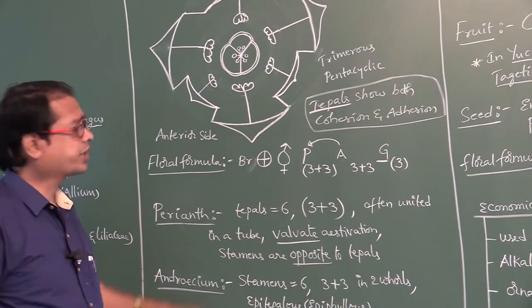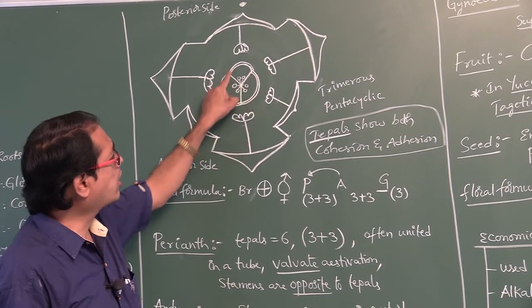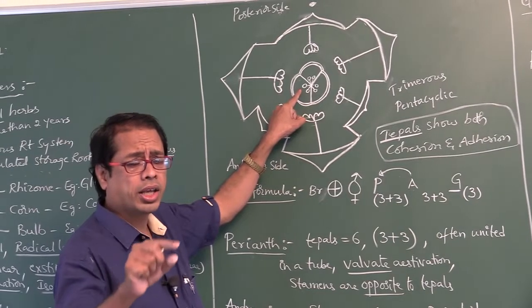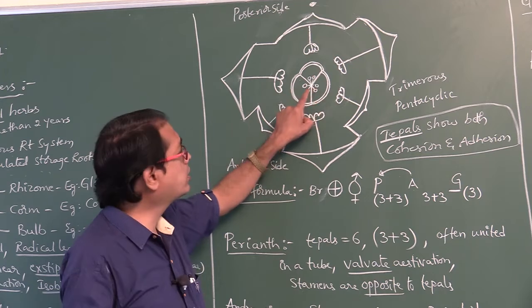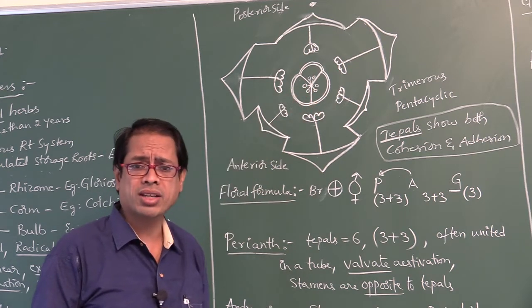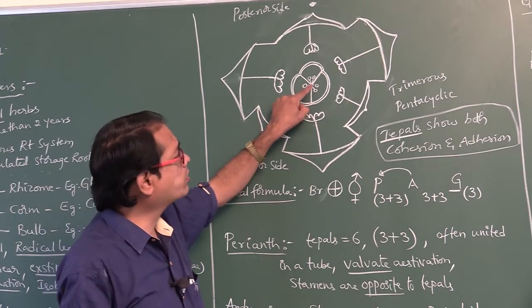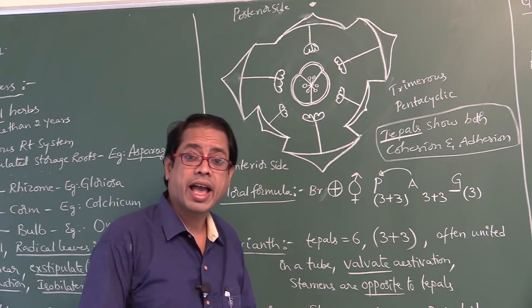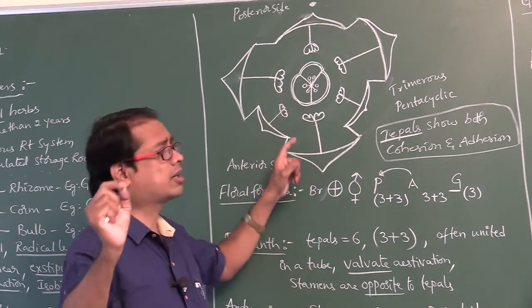Okay. Next, the gynoecium. This is the gynoecium. This is one carpel, another carpel, another carpel. So, tricarpellary, syncarpous, trilocular ovary, and many ovules arranged on the central axis. When ovules are borne on the central axis, that type of placentation is called axial placentation.